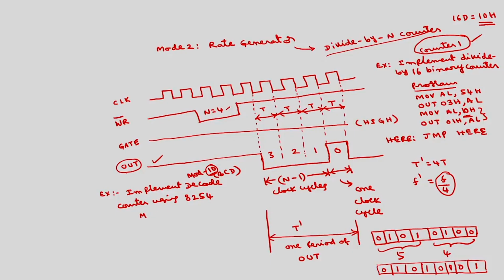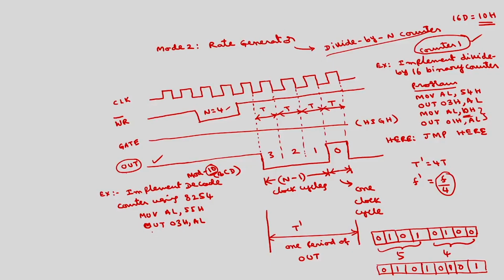Move AL comma 55H. 54H means binary counting, 55H is BCD counting. Out 03H comma AL, so that the 8254 will be operated in decimal mode.